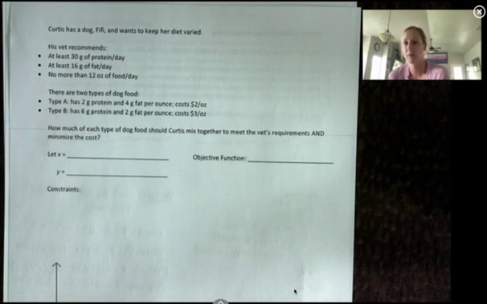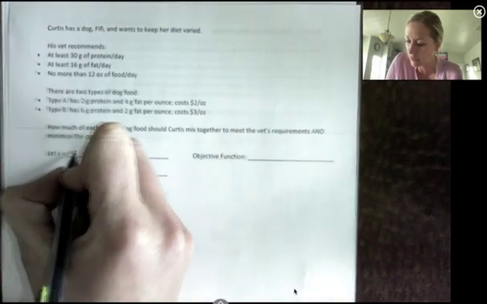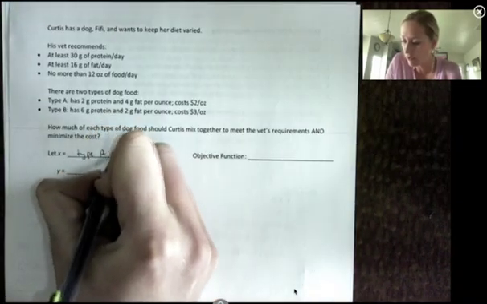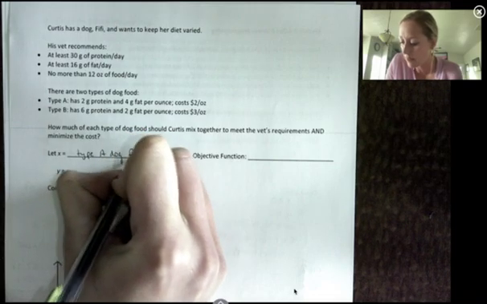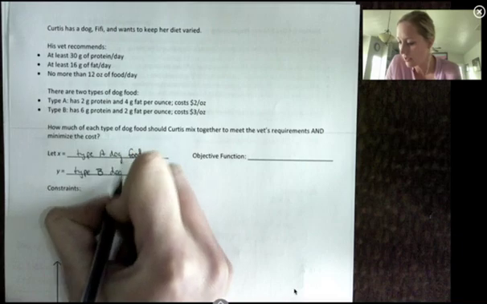So here we're looking at a minimum. Okay, so the question is how much of each type of dog food? So that is what our variables are going to represent. So I'm going to let X represent type A dog food. And I'm going to have Y represent type B dog food.